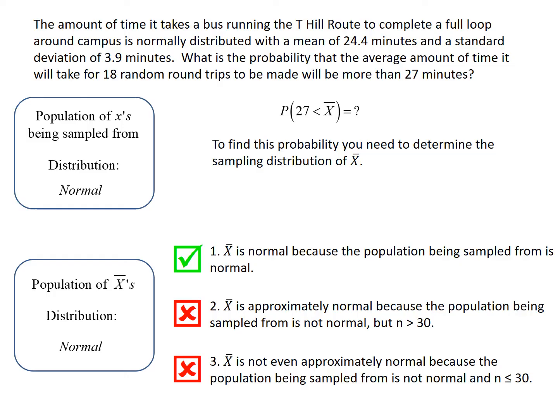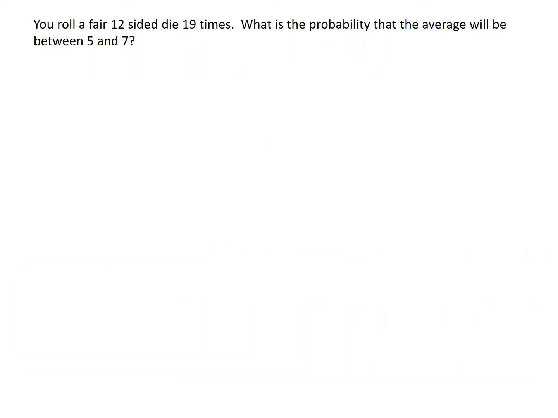So let's look at some more examples. This time we're going to roll a fair 12-sided die 19 times, and we want to know the probability that the average will be between 5 and 7. Okay, so we're rolling the die 19 times, and we want to know the probability that the average of those 19 rolls, so those 19 results will be a sample of what could happen when you roll the die. Again, we're talking about the probability that X bar, the sample mean, does something. In this case, the probability the sample mean is between 5 and 7.